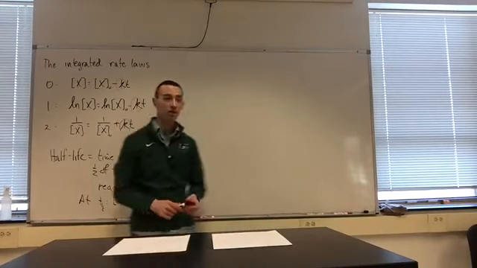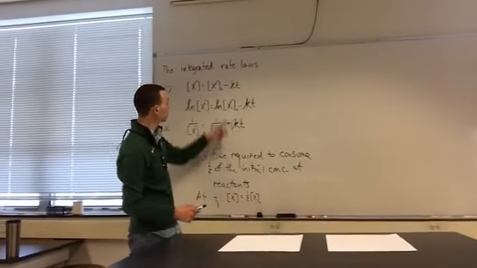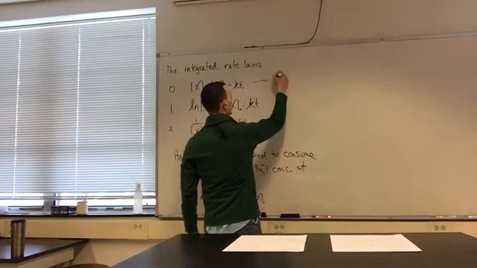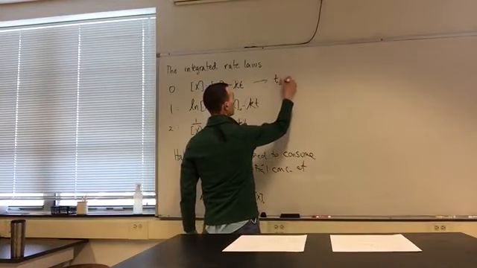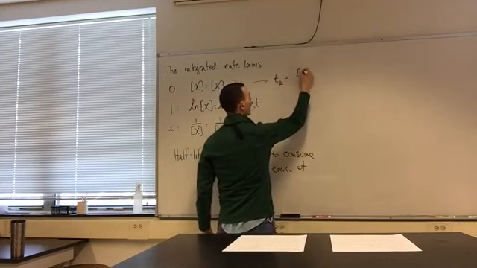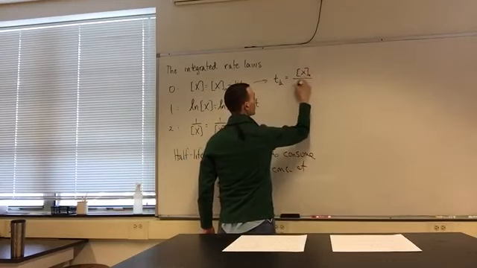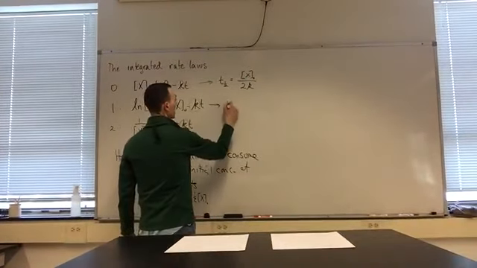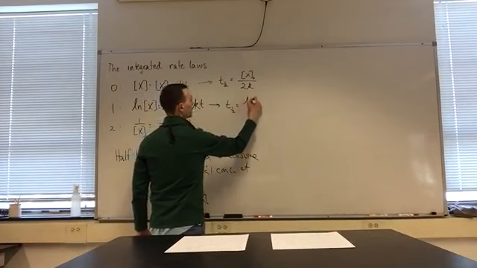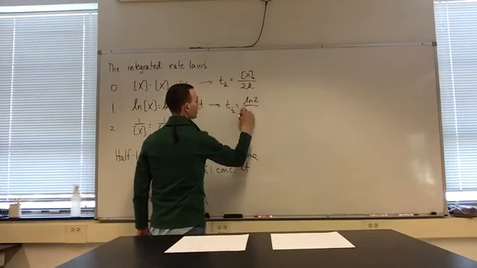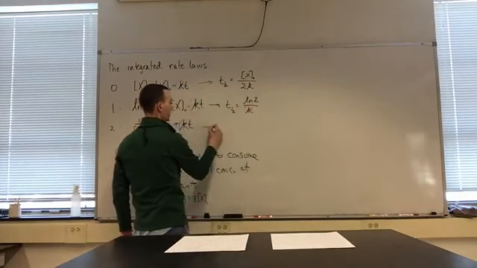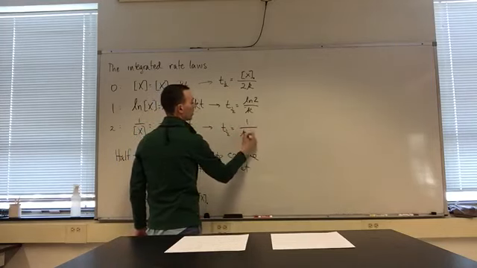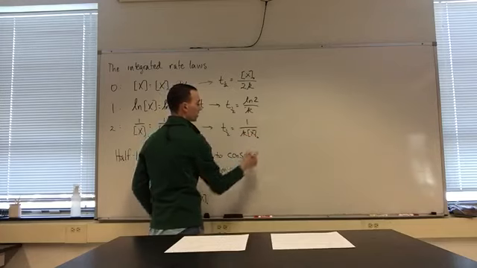Thus, we could substitute this into any one of these three equations and determine that the half-life for a 0 order reaction is equal to the initial concentration divided by 2 times K. For a first order reaction, the half-life is equal to the ln of 2 divided by K. And for a second order reaction, the half-life is 1 over K times the initial concentration.